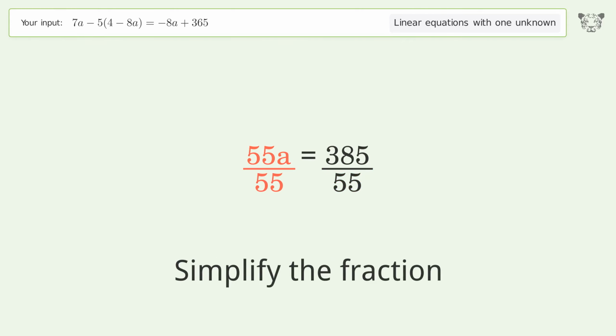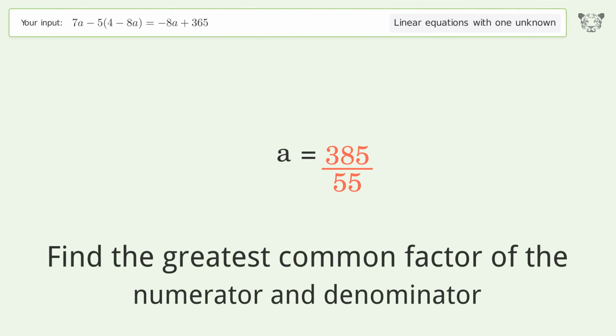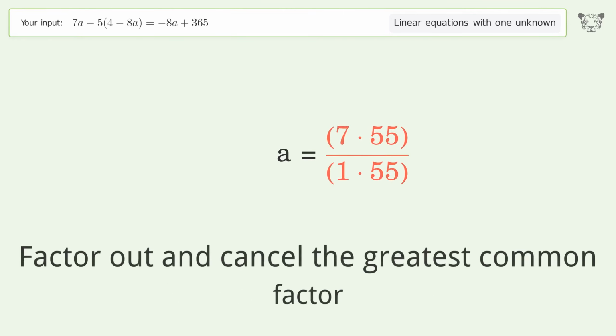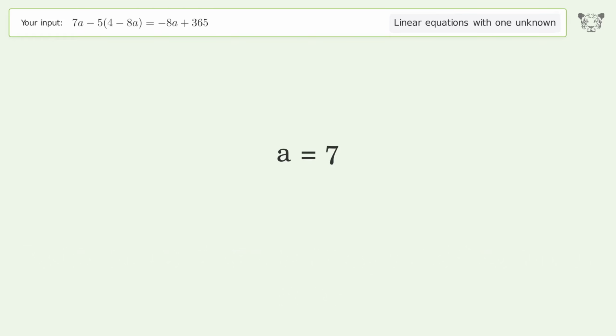Simplify the fraction. Find the greatest common factor of the numerator and denominator. Factor out and cancel the greatest common factor. And so the final result is 8 equals 7.